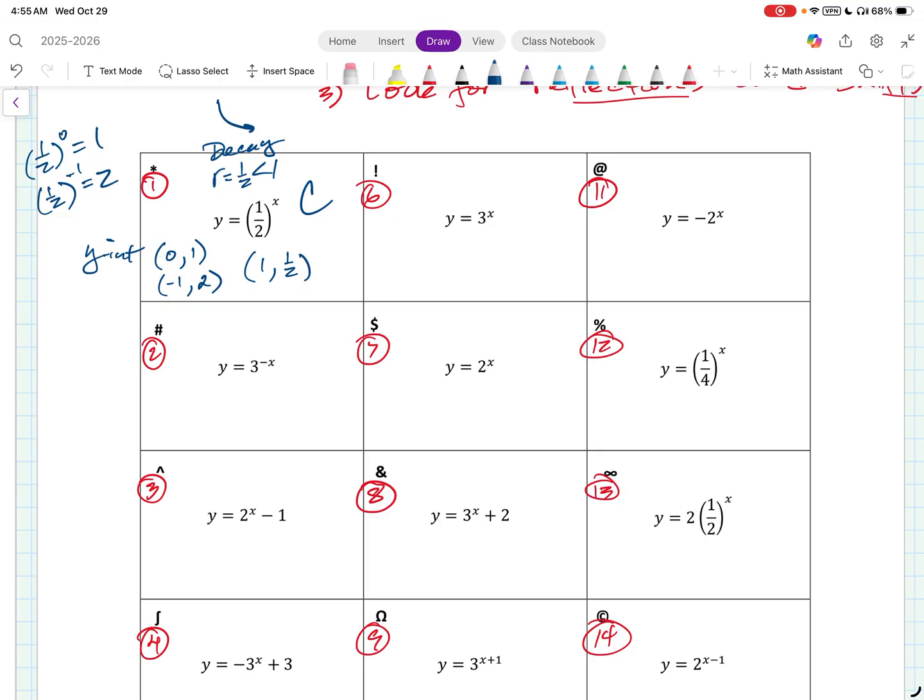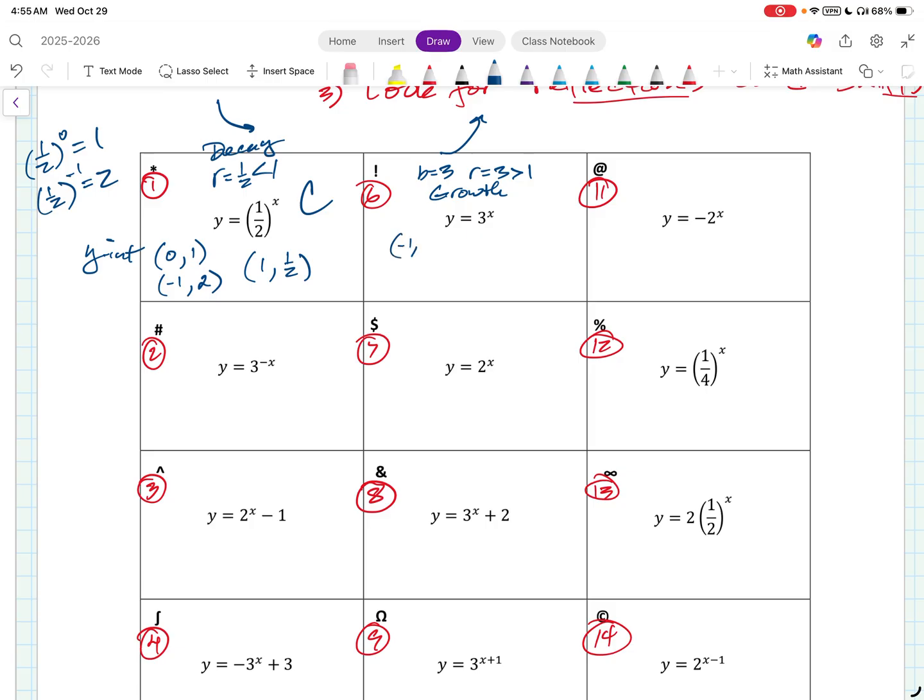Now here the base is 3, so r is equal to 3. That means it's growth because it is greater than 1, and it kind of looks like this. Shoots way up. When the base is 3, they triple, and when things triple, they get big really, really fast. So this graph is very steep. Growth.